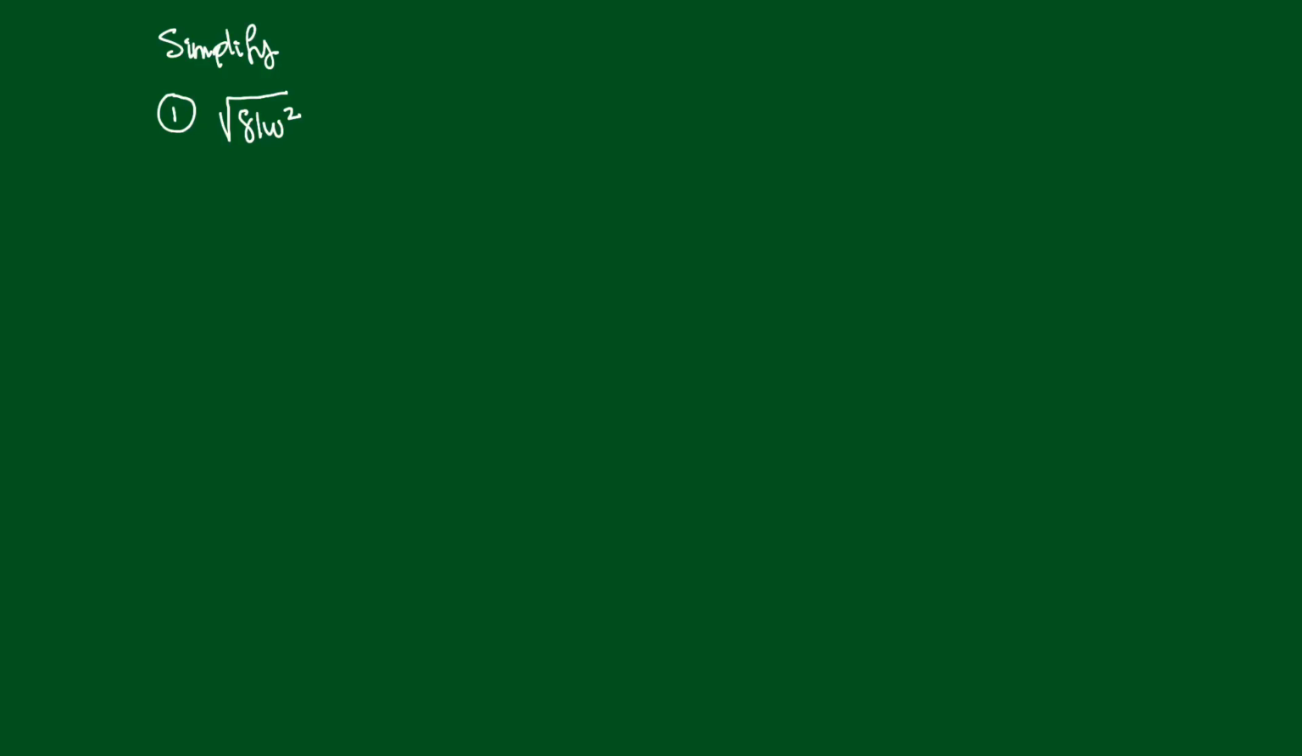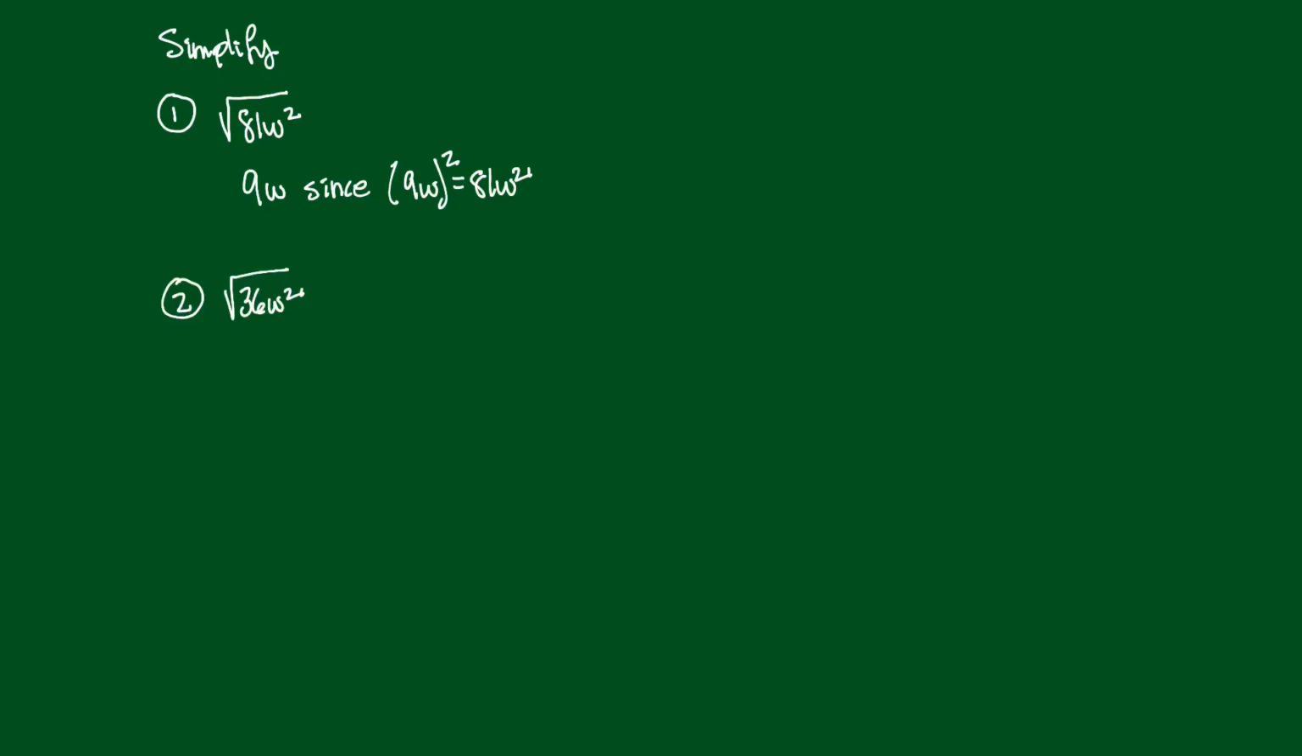We're supposed to simplify this expression. Now, square root of 81 is going to be 9. Square root of w squared, that's going to be w. And this is true since if I square this, 9w, if I square it, I'm back at 81w squared.